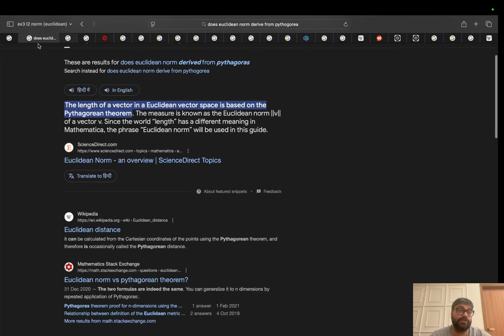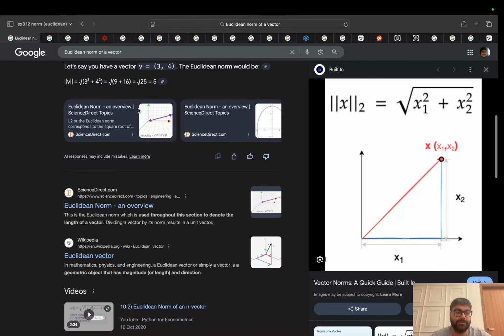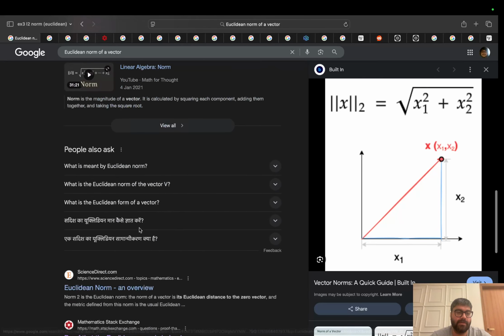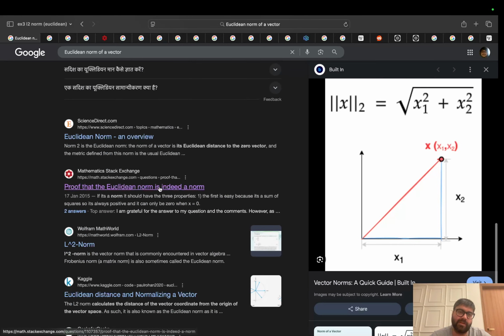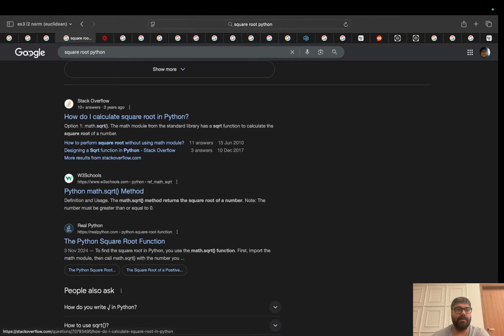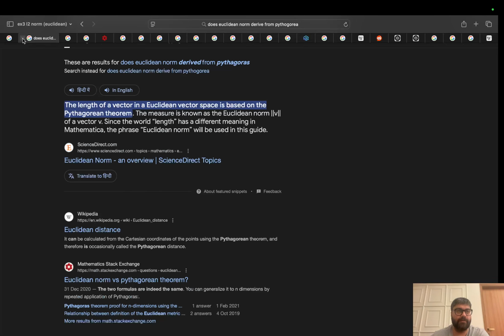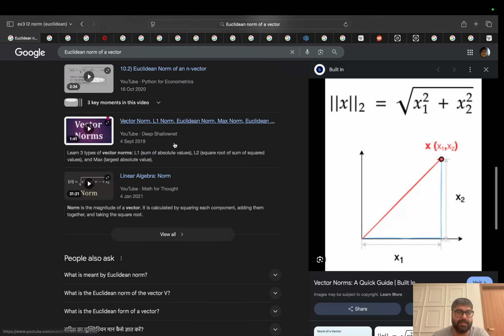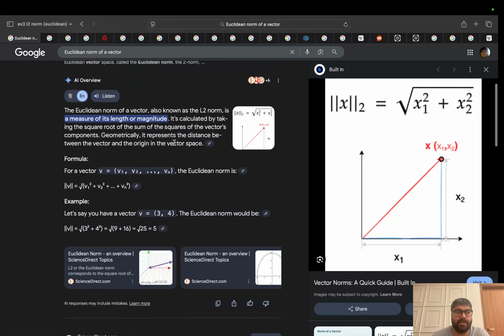And I'm just gonna show you something from the first page. When I scroll down, there was this proof that the Euclidean norm is indeed a norm, at which point I was like, wait, what? What do you mean by is it a norm? Right? So I reread the AI generated thing, and it's a measure of its length or magnitude. I'm like, okay, that makes sense, but what do you mean by is it a norm?